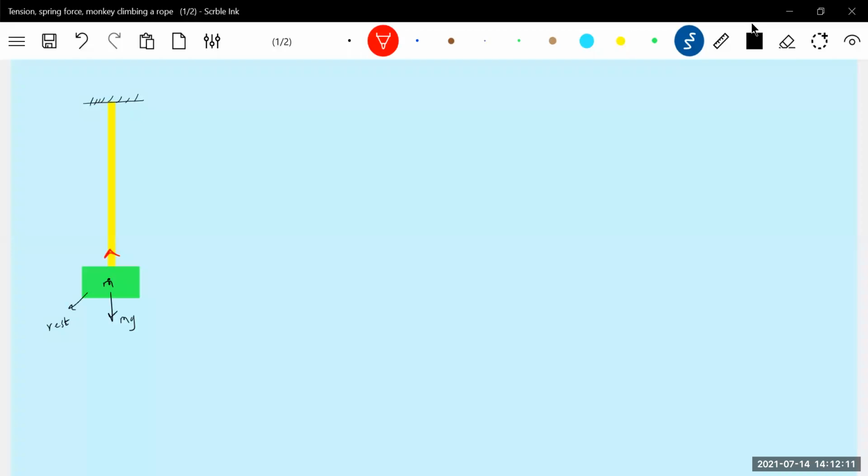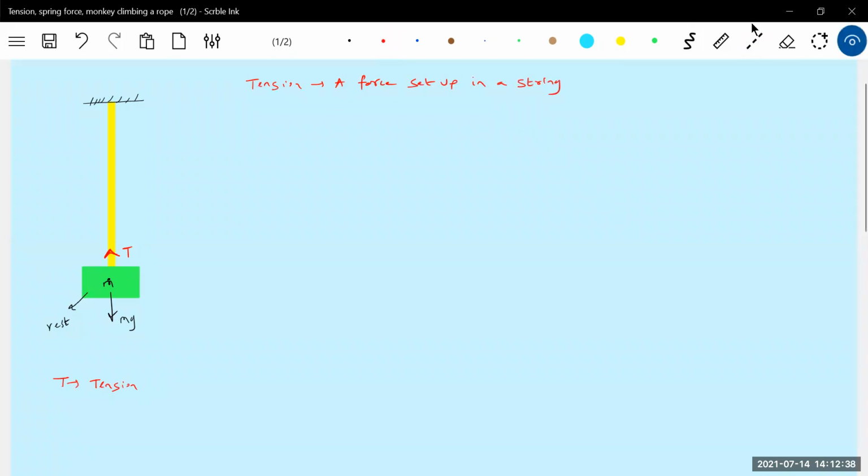And how will it act? It will act in this way. Agree? So now what is the T? T I am going to call tension. Now what is tension? How to define tension? Tension: a force set up in a string. A force set up in a string, that one. So tension is the force.